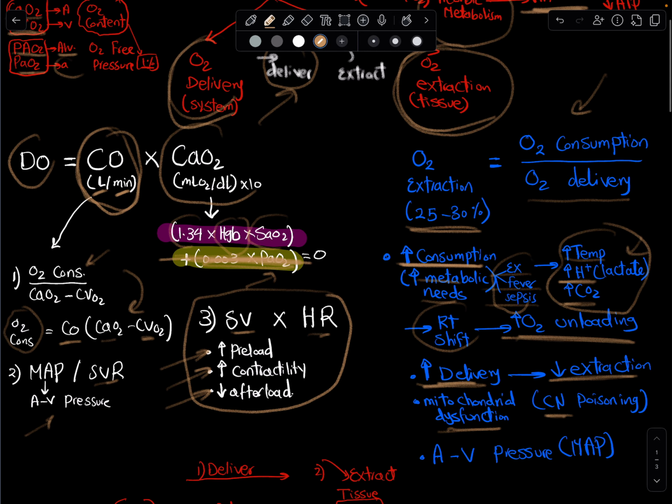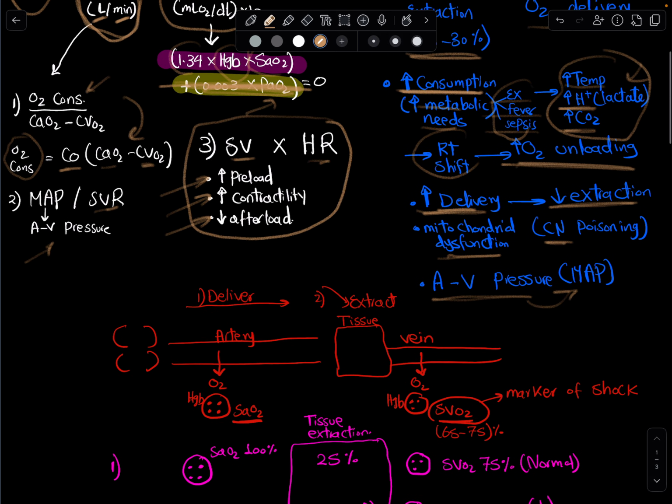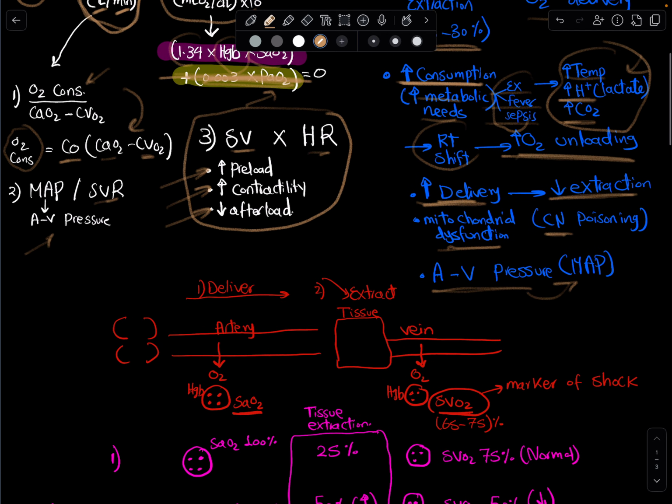Then also remember about the AV pressure, the arteriovenous pressure, which can depend on the MAP. So if you have a higher or adequate pressure at the end, at the capillary end, you can extract oxygen. So again, this is just an example.